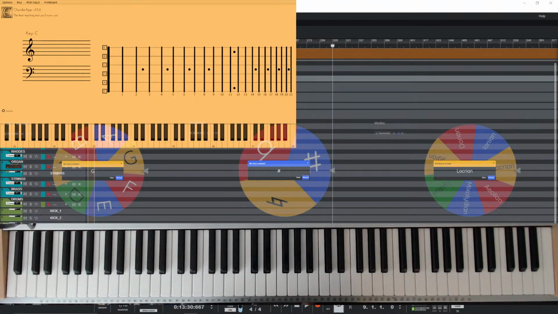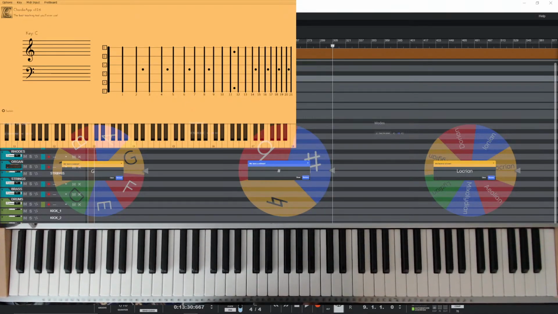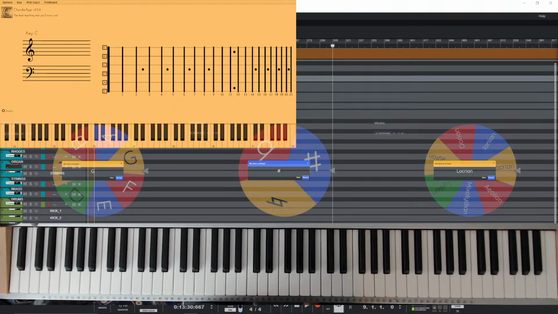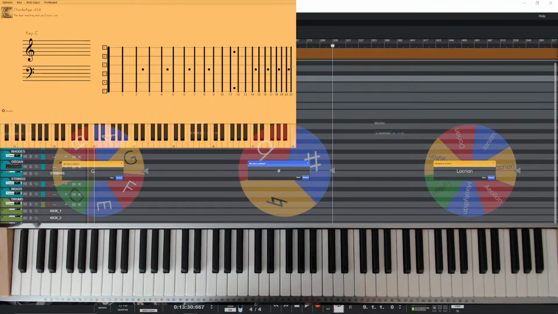I got an issue with this camera. Come on now. That's a little bit better. Ever so slightly. But now you don't see the last key.